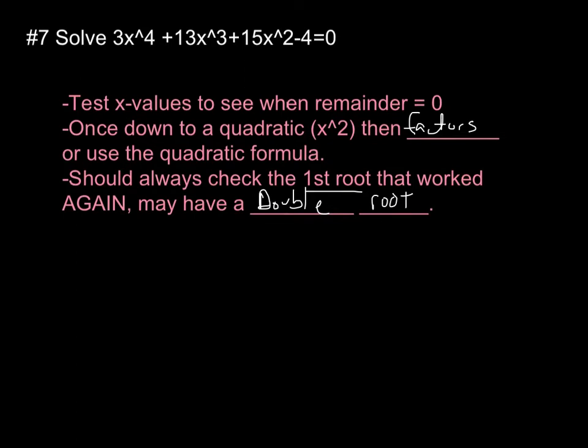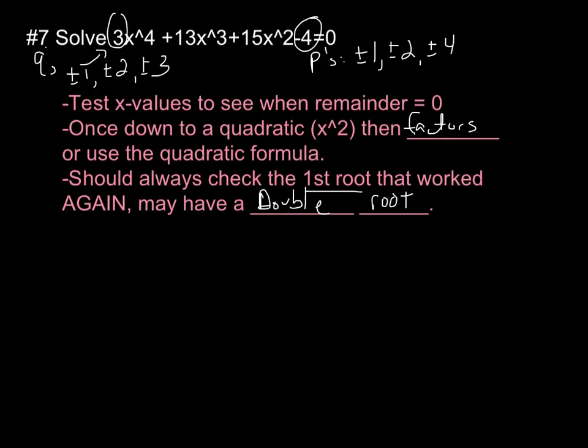Let's get all our p's. Now your p's come from the constant, the factors of 4: 1, 2, and 4. The q's come from the factors of the leading coefficient, 3: 1, 2, and 3. Got to put plus or minus in front of all of them.